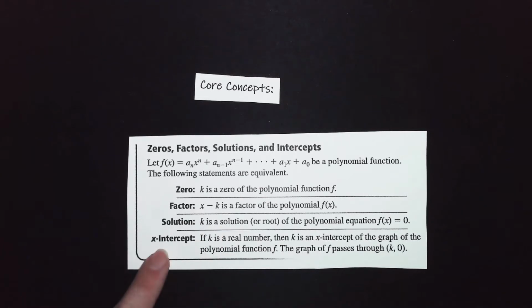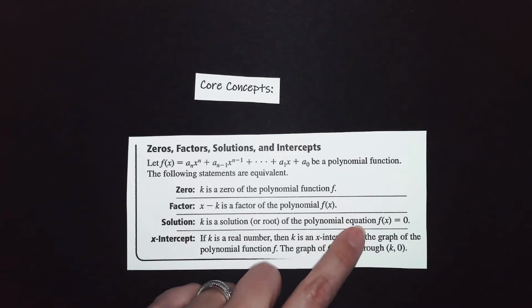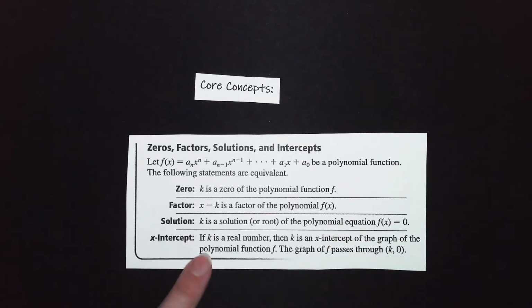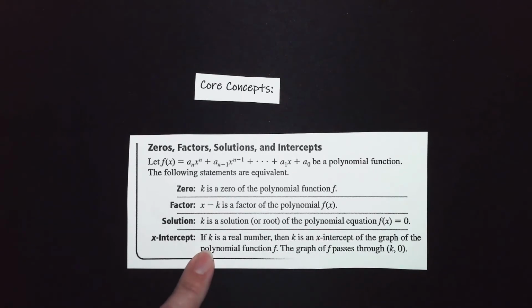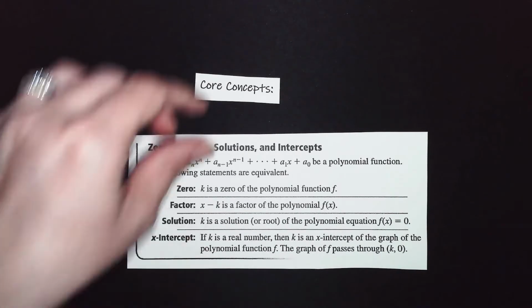So really there could be a fifth term here. Of the polynomial function when it equals 0, and if k is a real number, then it is an x-intercept of the graph of the polynomial function, because the graph will pass through that point k, 0. So we're really going to use x-intercepts to help us start to find all the zeros of our polynomial function.